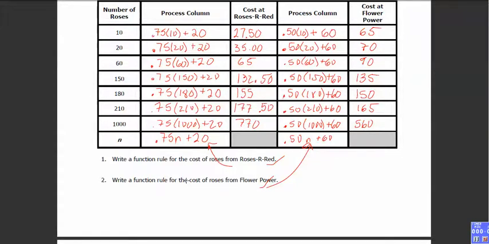Another pattern is that they're getting closer and closer together, right? Right here, they're $35 apart. Here, at 35 and 70, they're $35 apart. Here, they're $25 apart. Here, they're only $2.50 apart, right? So they're getting closer and closer together, and then at some point they cross, and now Roses Are Red is more expensive. It's $5 more expensive. Now it's $12.50 more expensive. Now it's $210 more expensive. So you can see that it's a very consistent change, but they're getting closer and closer until at some point they cross, and then Flower Power just keeps getting cheaper and cheaper than Roses Are Red.